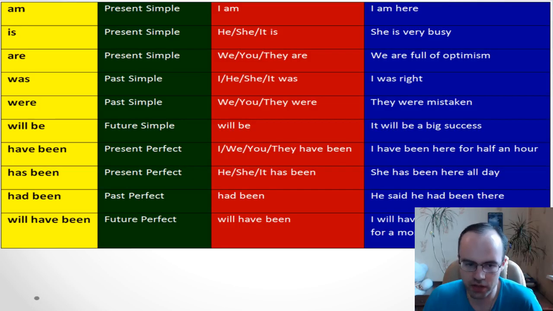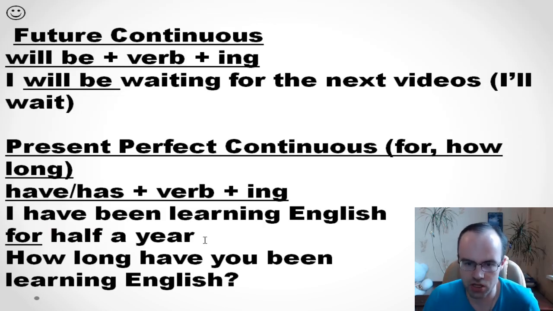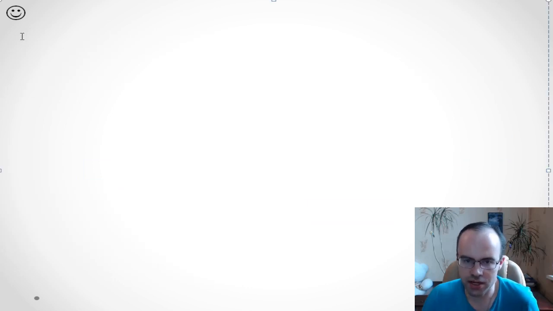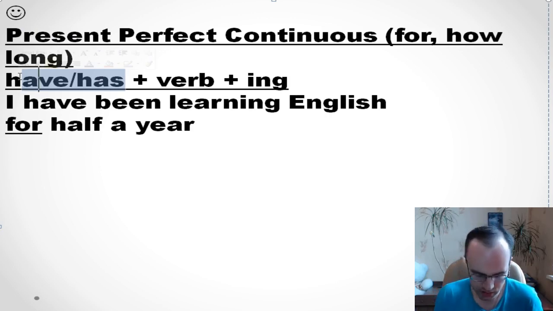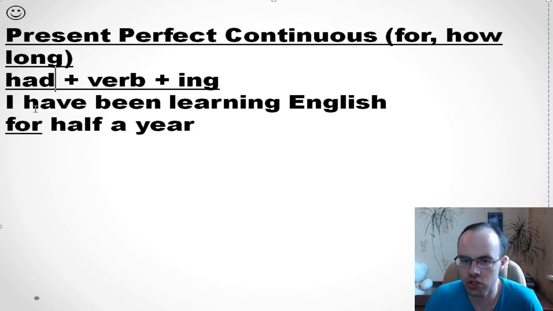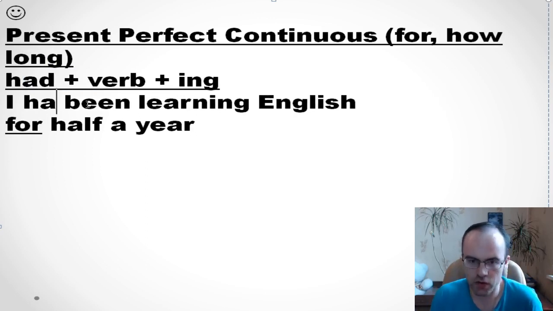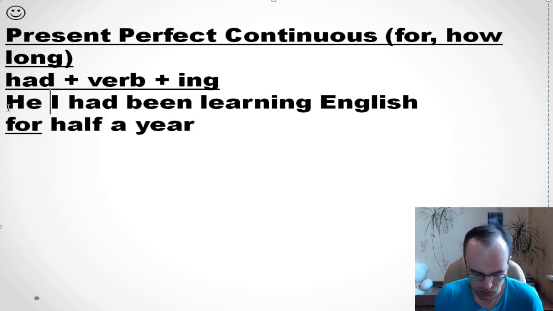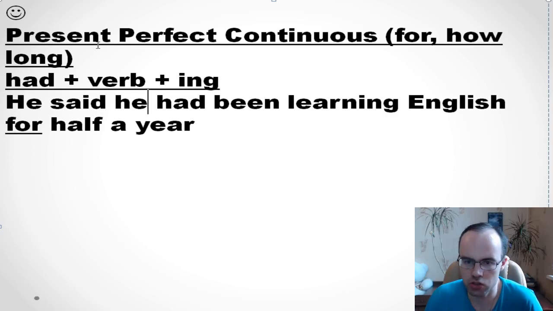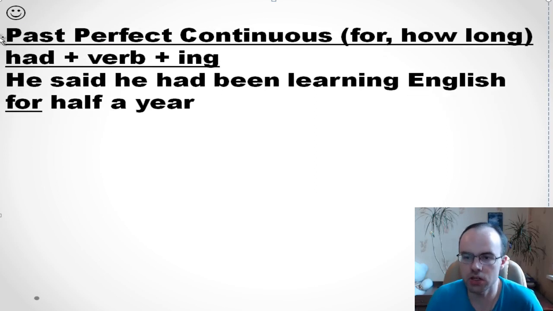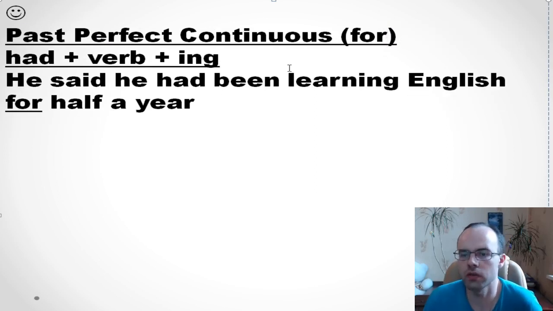So it's about past perfect continuous. Right. So it's like present perfect continuous. Indeed, it's very similar to it. But the difference is that instead of have and has, you have had plus verb plus ing, and it's one time before. For example, he said, so he had been learning English for half a year. Right, we call it past perfect continuous. Yeah, we normally use it with for.